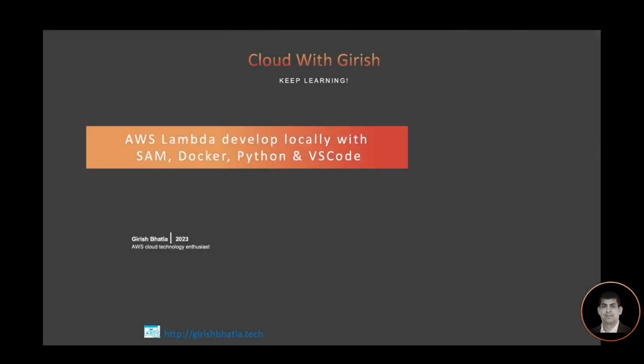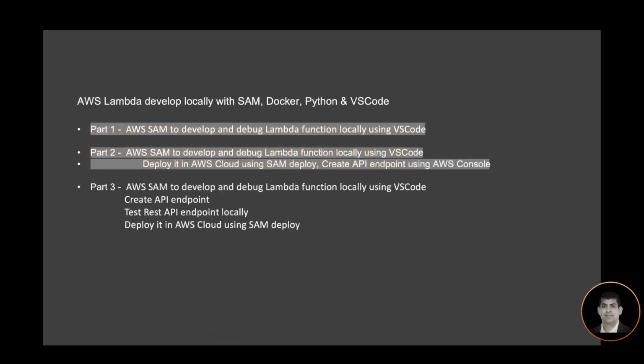In this video, I'm going to show you how to deploy an AWS Lambda function and create an API endpoint using SAM CLI. This is part 3 of the Develop AWS Lambda function locally with SAM CLI, Docker, Python, and VS Code workshop series. In part 1, I demonstrated how to develop and test an AWS Lambda function locally using SAM CLI, Docker, Python, and VS Code.